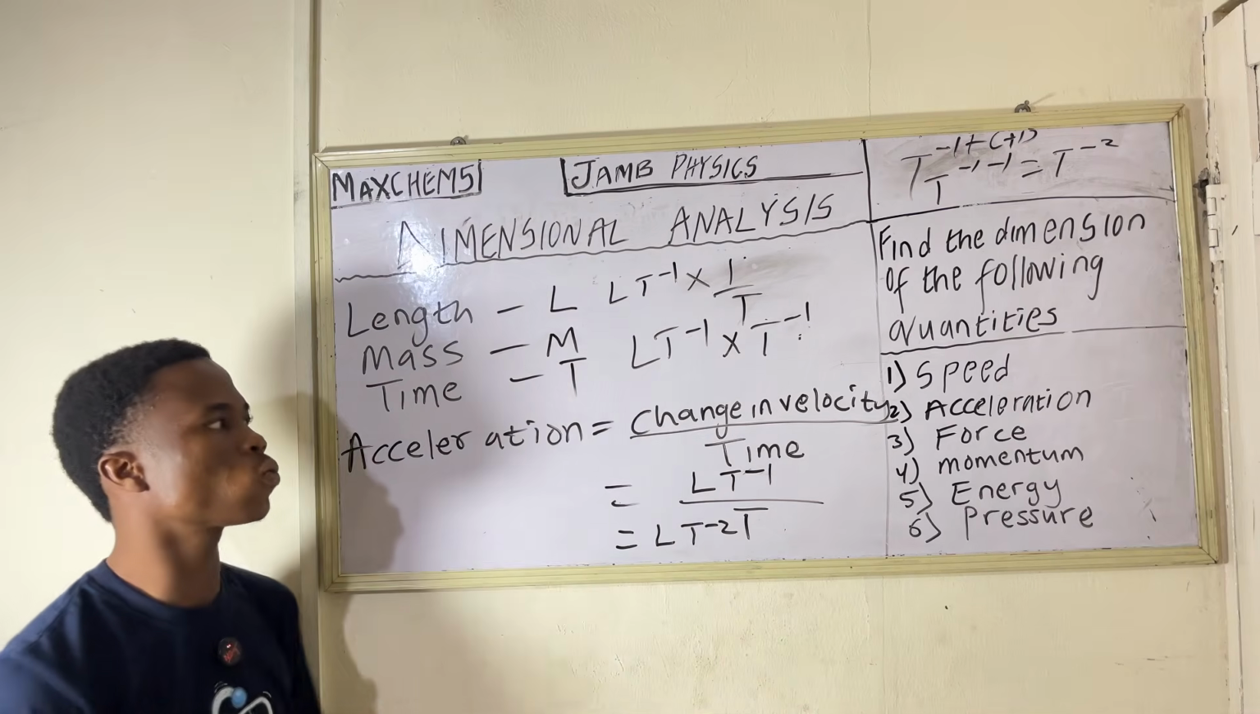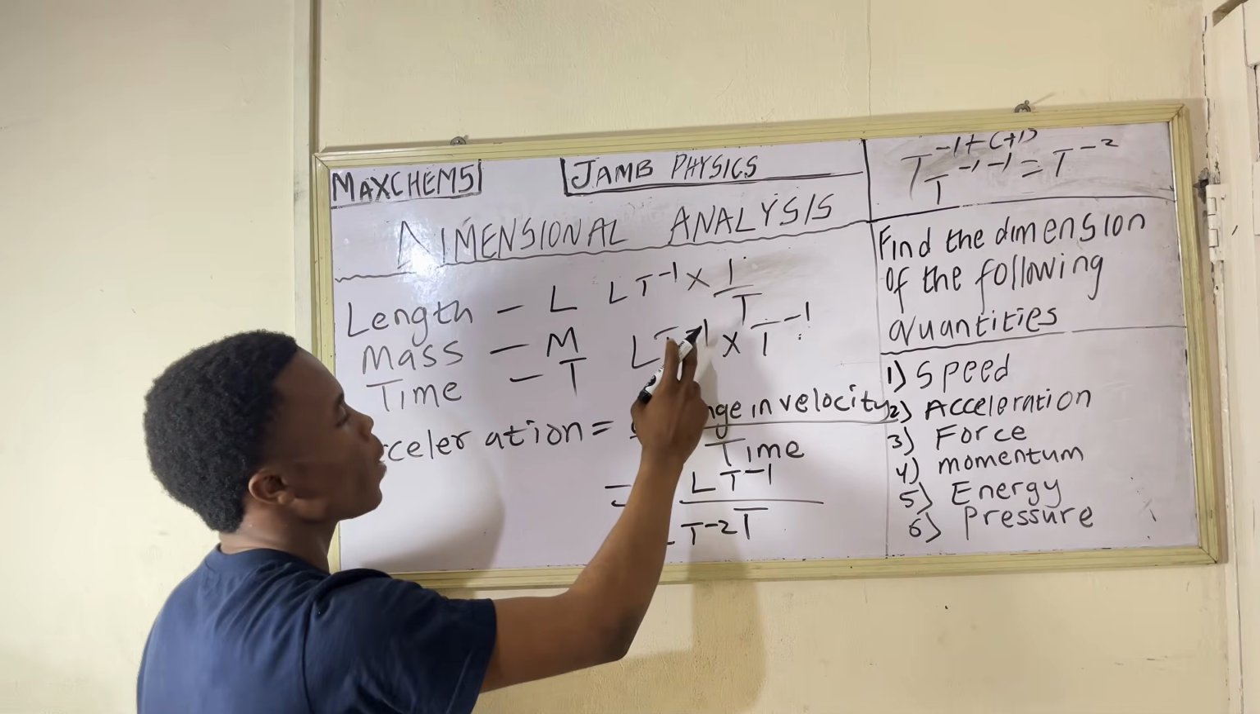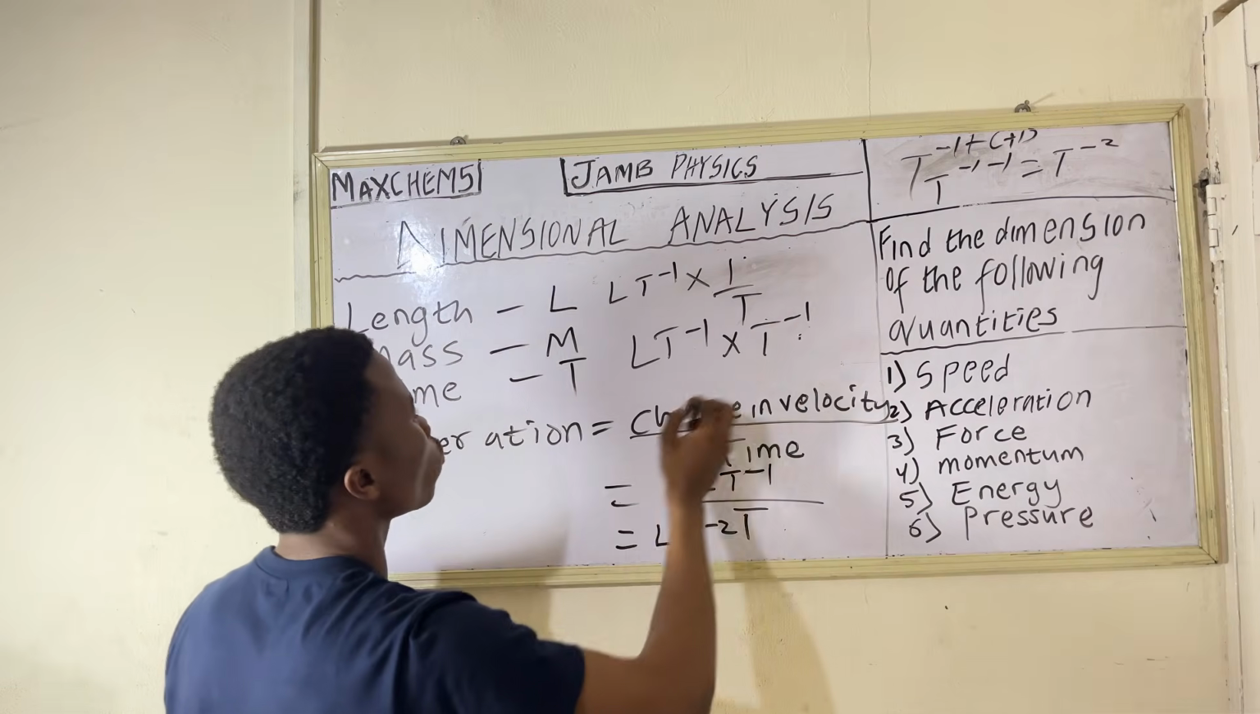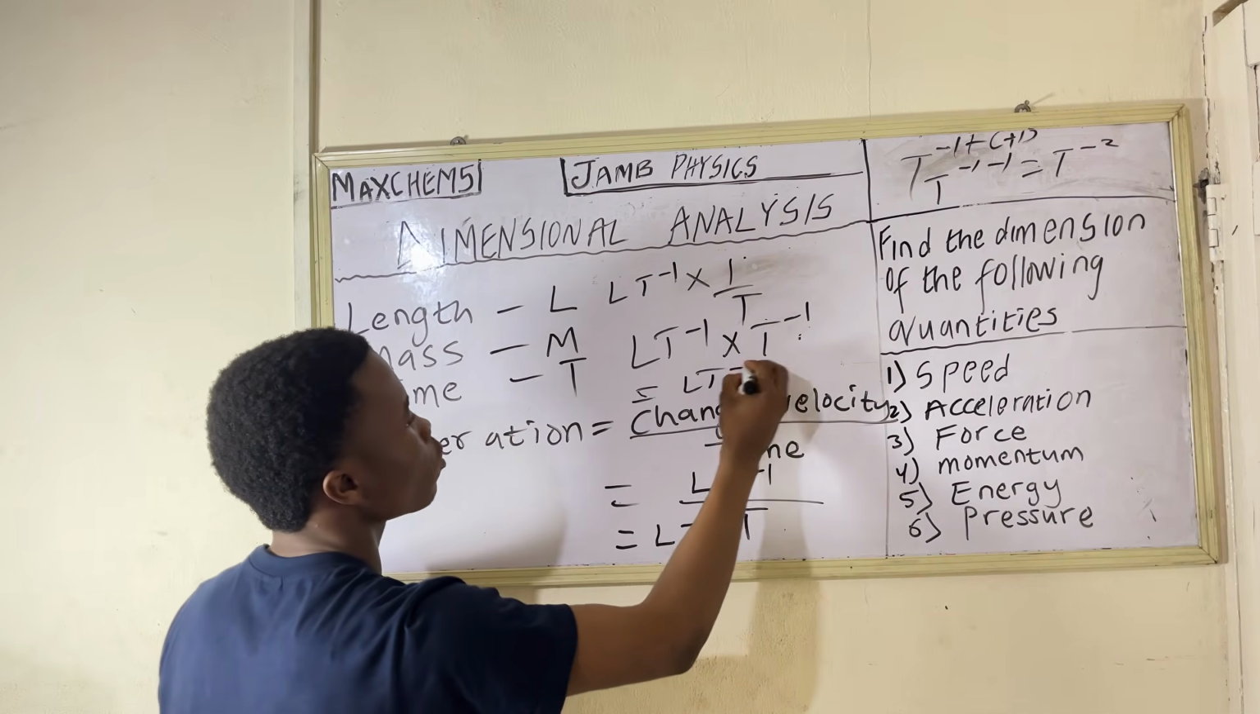LT to the power minus 2. So LT times LT to the power minus 1 times T to the power minus 1 will give us LT to the power minus 2.